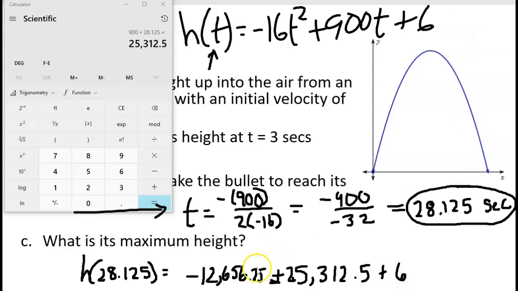But now we're going to add this number in the middle to the number in the front and then the 6. So I'm going to say plus a negative 12,656.25. I want to make that a negative 12,656.25. And then we're going to add the 6 also to it. So just basically adding all the numbers together.